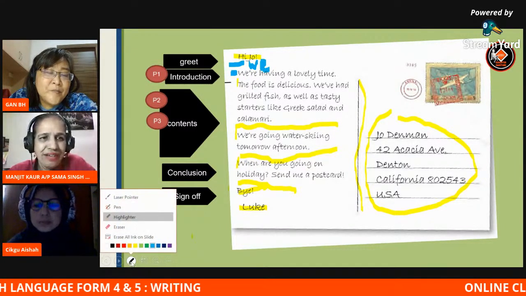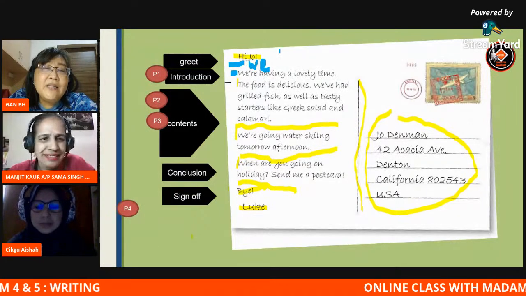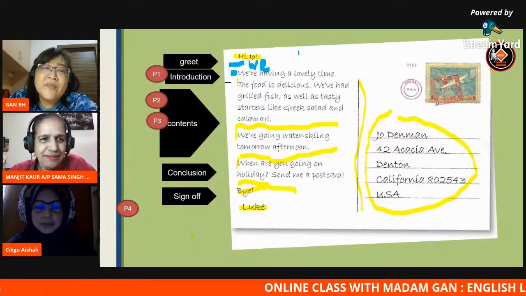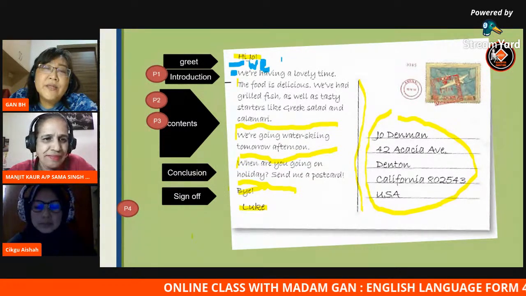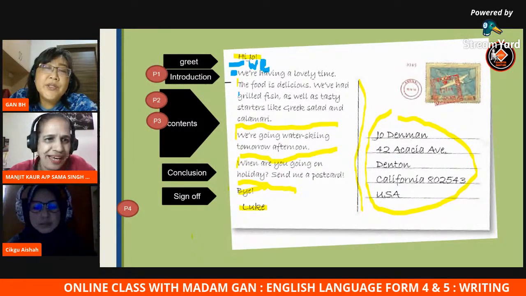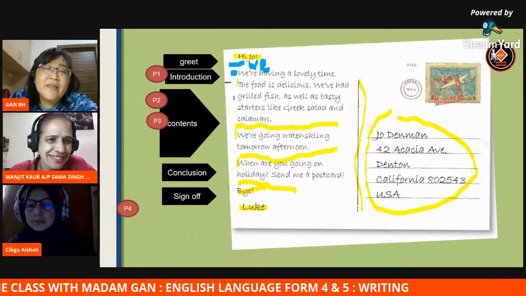Cikgu Majid, that's correct. But they have to be alert with the new way of writing, because they have to be alert with the new way of writing. There are many examples in the textbook where they show. Are you okay, Madam Gan? Yes, correct.